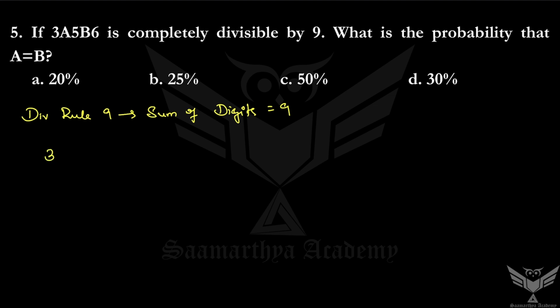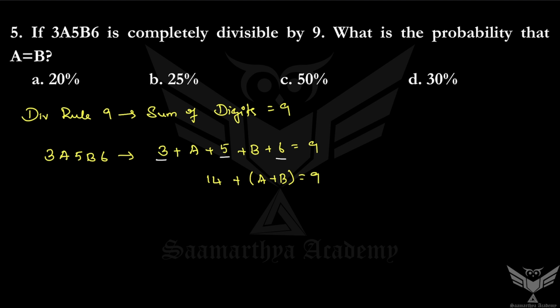What is the number given? 3A5B6. The sum of digits is 3 plus A plus 5 plus B plus 6. This should be a multiple of 9. Now, if you add 6 plus 5 is 11 plus 3 is 14. So, 14 plus A plus B. In the sum of digits, you can add the digits multiple times. Now, same way, if you add 4 and 1, it is 5 plus A plus B equals 9. Clearly, A plus B is equal to 9 minus 5, which is 4.